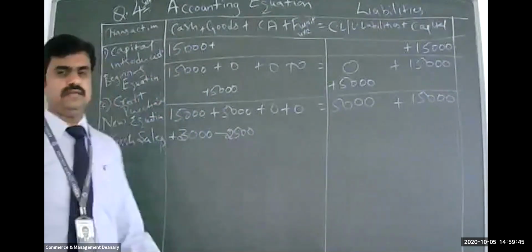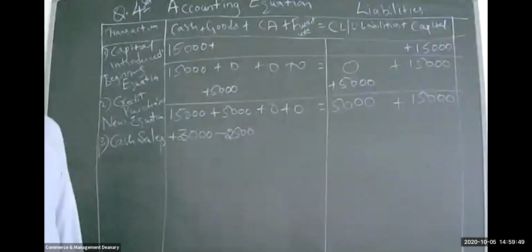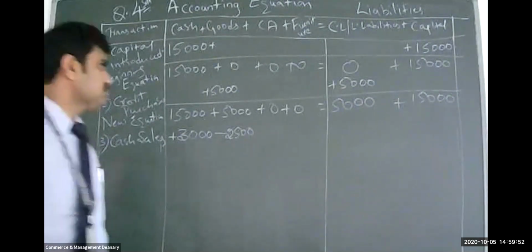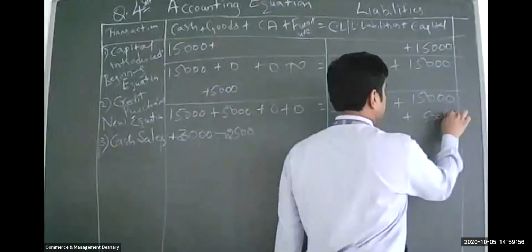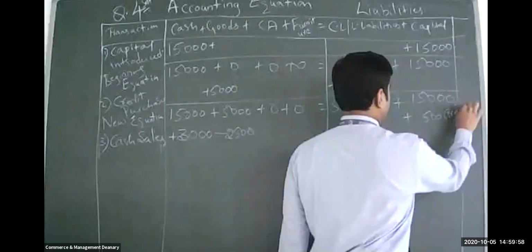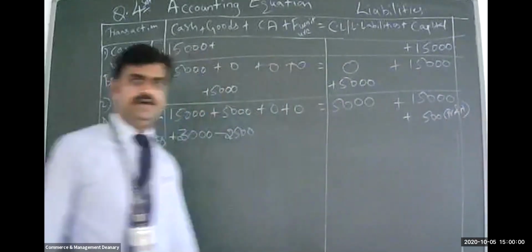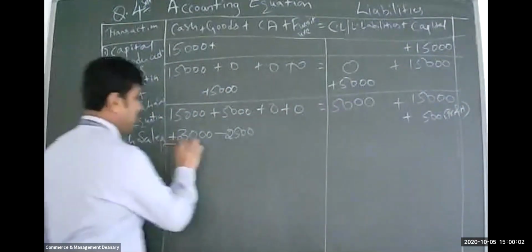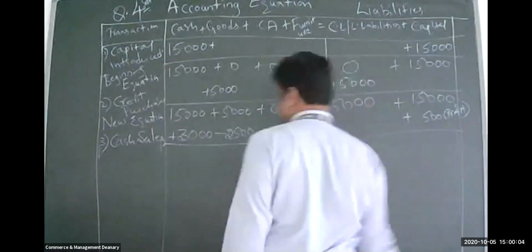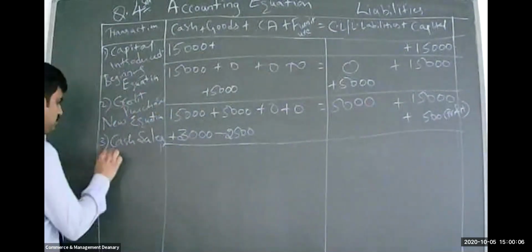How will we make it equal? Add 500 to capital, because profit goes to capital. So it is the profit. Add the profit, and now it will be equal on both sides. Add it to the equation.